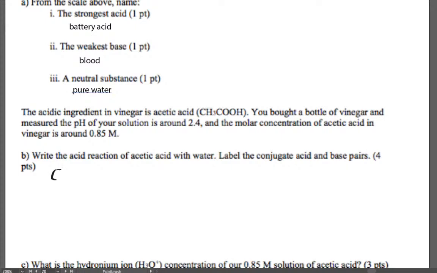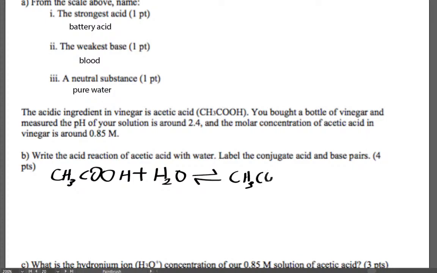So CH3COOH plus H2O would form CH3COO minus, and then you will have H3O plus.